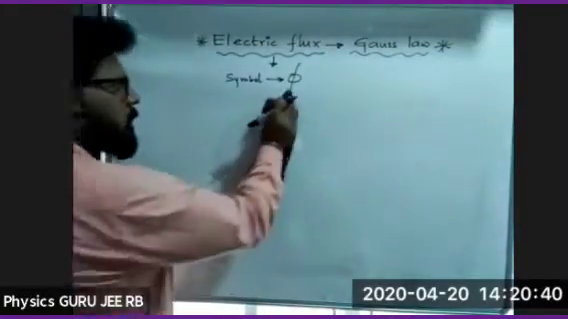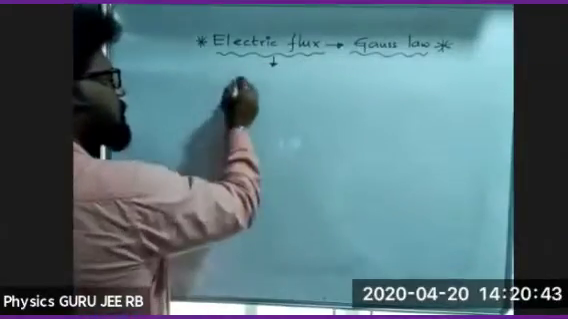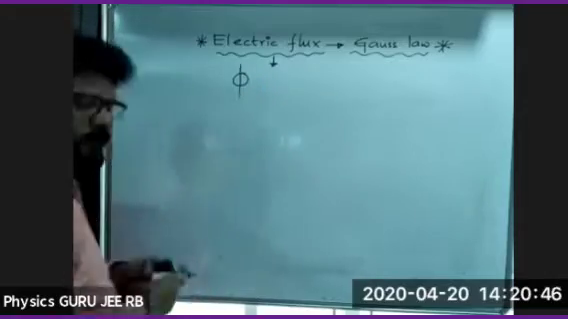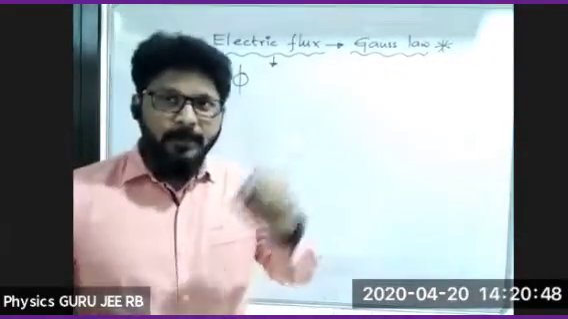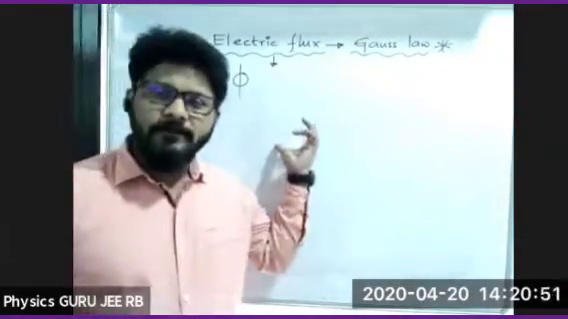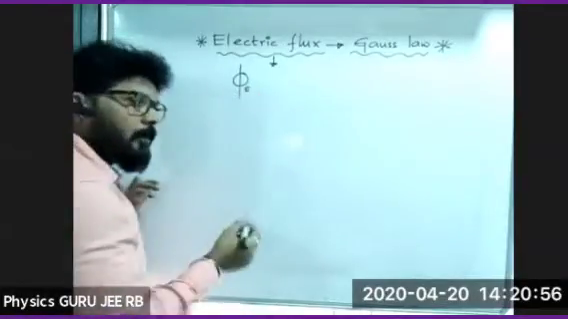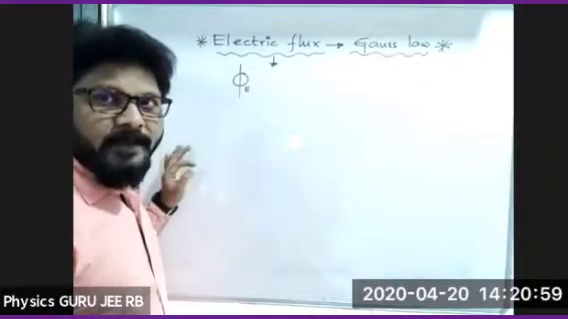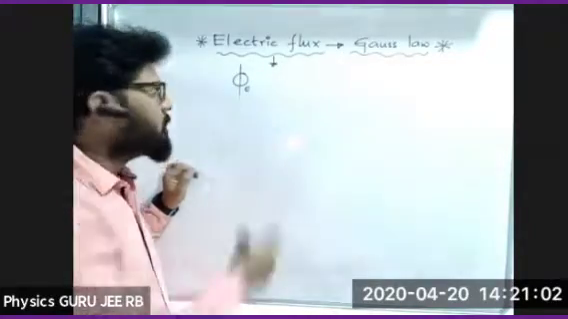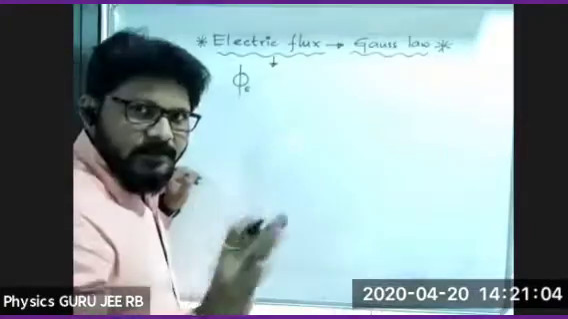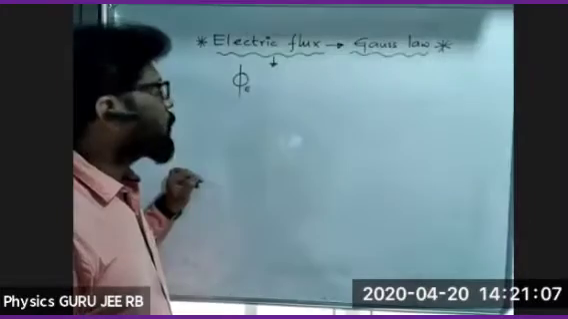You know this. Otherwise, I'll write it like this. We'll represent it as phi E or phi B also. Phi B means magnetic flux in magnetism. Here electric flux means phi E. Is it clear? This one is phi E. Okay.